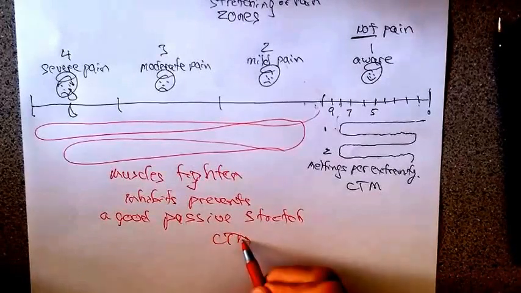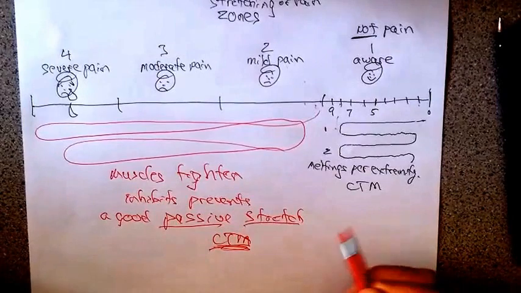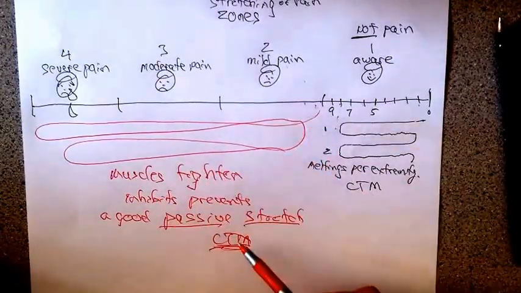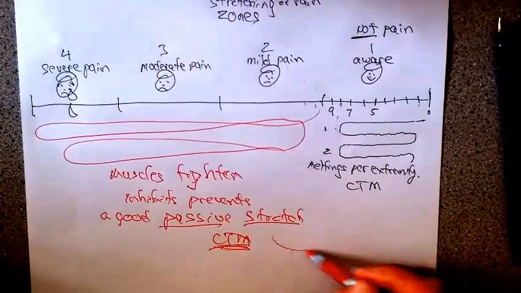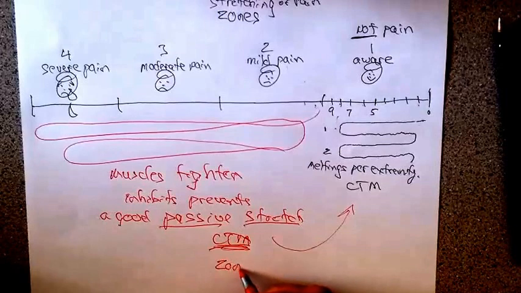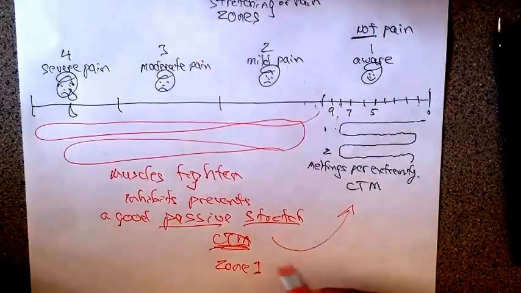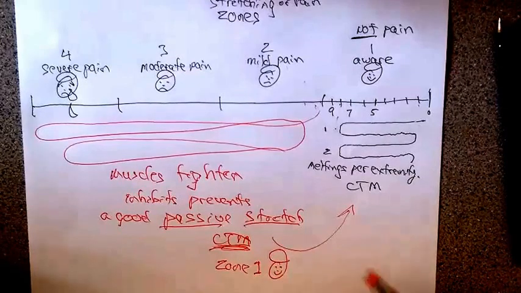CTM is all about a passive stretch. And so to do this best, we don't want to get into this zone. We want to instead be into this zone. We want to be into zone 1. That's what we like to be. Again, that's our happy spot to be in when we're doing the CTM stretching.